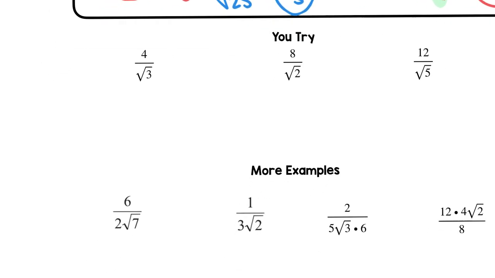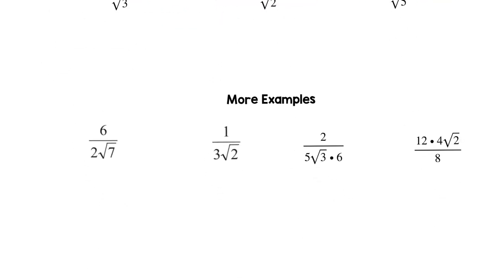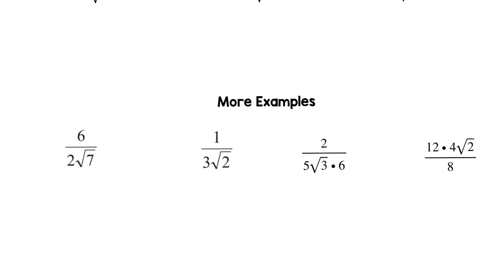Then we have some try-it-yourselfs that are similar to the ones that we just did. Then looks like there's some more kind of complicated examples. So I'll go through those. Here we can simplify 6 over 2. 6 over 2 is 3. So it's 3 over 1. So it's just 3 over root 7.